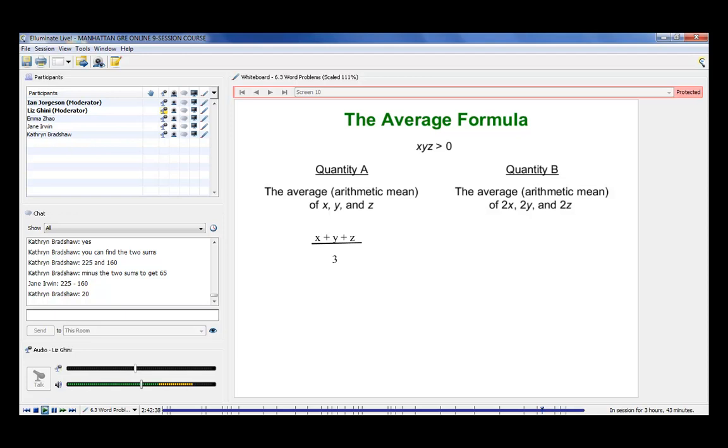Okay, and then Jane, I'd love it if you would tell us why it's not B, because you write this out, you say 2x plus 2y plus 2z over 3. Oh, this is easy, easy peasy. Oh, I just pull out a 2. This is 2 times this whole thing, x plus y plus z over 3. Why is the answer not B? Jane?